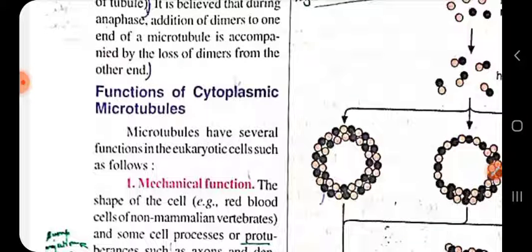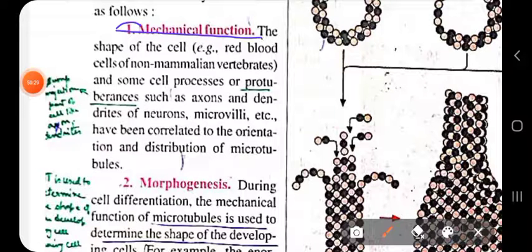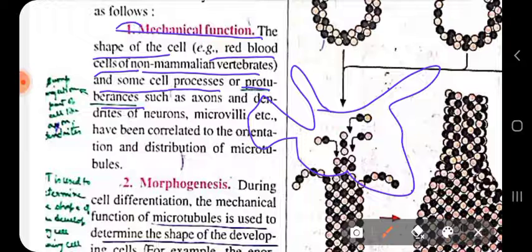Now there are various functions of the microtubule. What are the functions of the microtubule? If I talk about the function, first is the mechanical function. The shape of the cell, like red blood cells of non-mammalian vertebrates, and some cell processes or protuberances. Protuberance means a bump-like projection, a part of the cell, like dendrites that we find in the nerve cell, just a projection-like structure. In macrophages, we also see this, right?